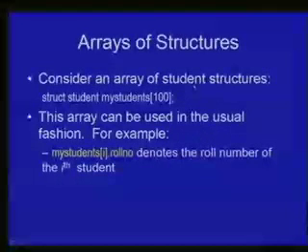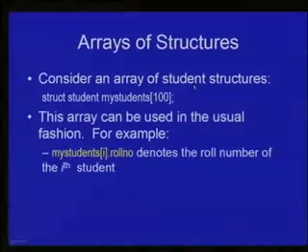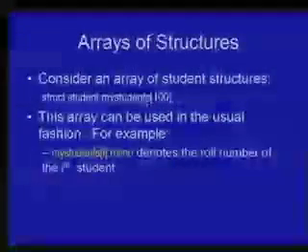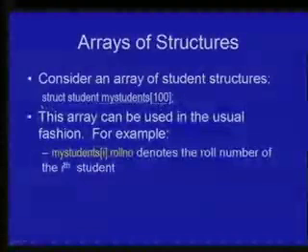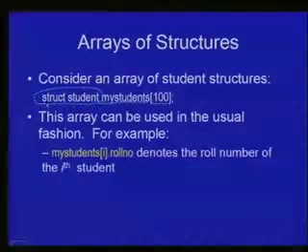Now suppose a program needs to maintain records of all the students in a particular class. So we probably need to maintain the student records of the various students in an array. So here we have declared an array called my students, which is of size 100, and the type of each element of the array my students is struct student. So therefore my students is an array, each of whose elements is a student structure.